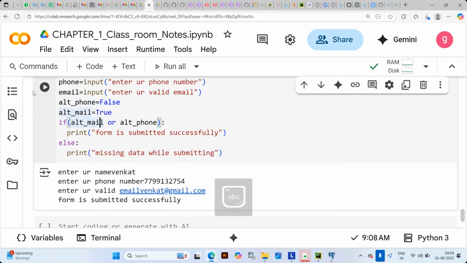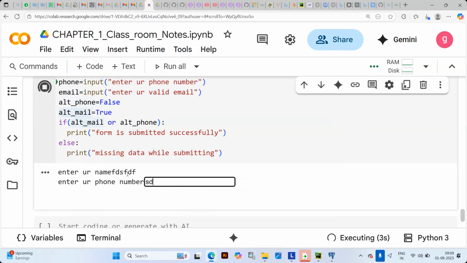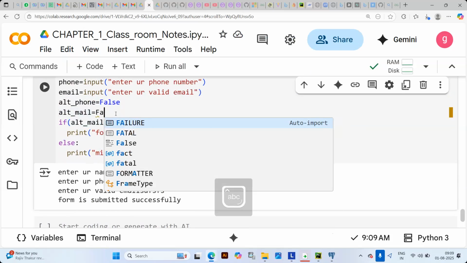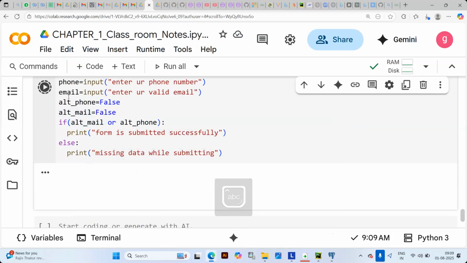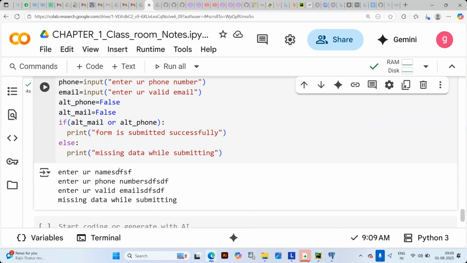Same, same. Yeah, form is submitted successfully. Yes, sir. So here you're supposed to understand when it is going to become false. If both have not been submitted, then the result is different. Let us execute again. Missing data while submitting, because either mail is not submitted, or phone number is not submitted. Both are the alternate together. I hope this is the behavior of the logical OR operator.